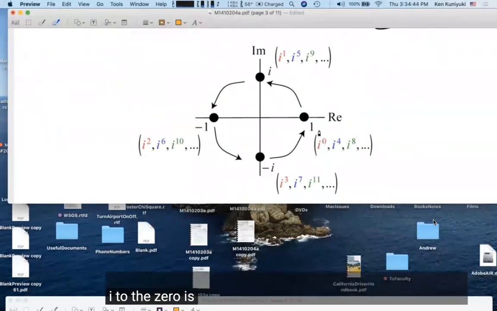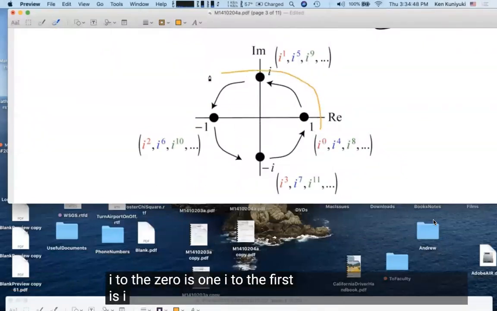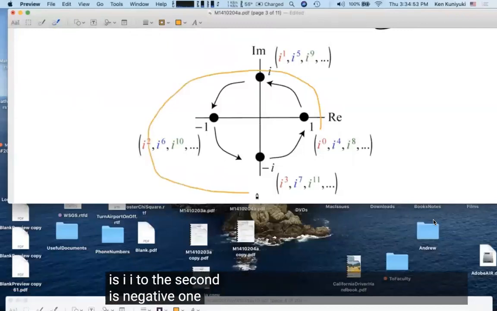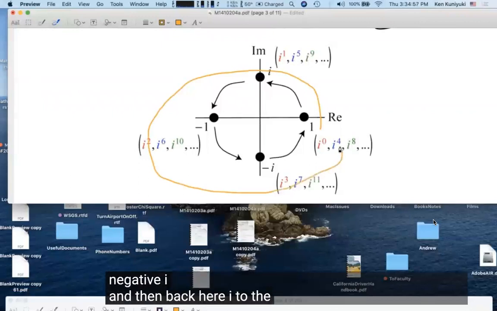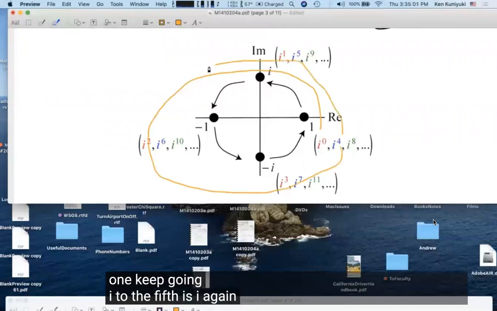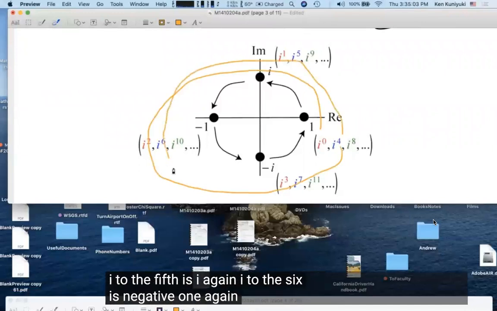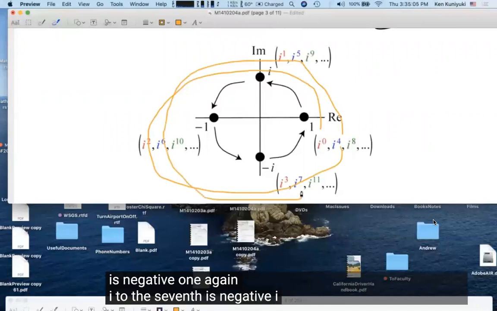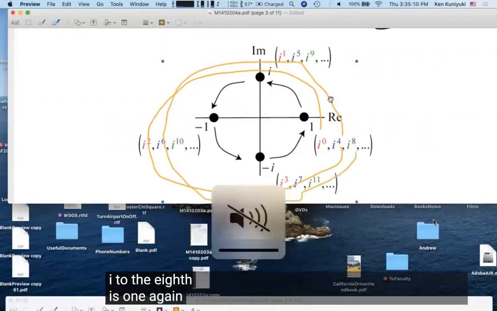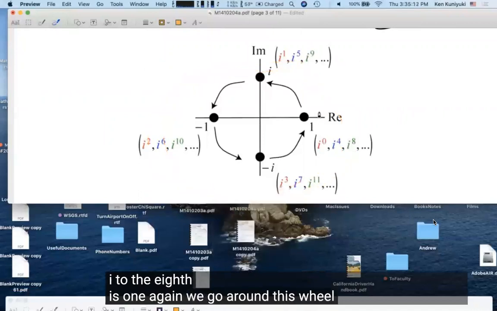i to the 0 is 1. i to the first is i. i to the second is negative 1. i to the third is negative i. And then back here, i to the fourth is 1. Keep going. i to the fifth is i again. i to the sixth is negative 1 again. i to the seventh is negative i again. And i to the eighth is 1 again. We go around this wheel.